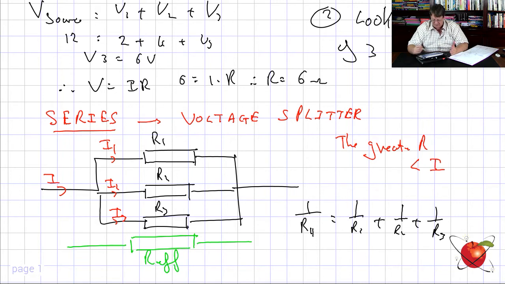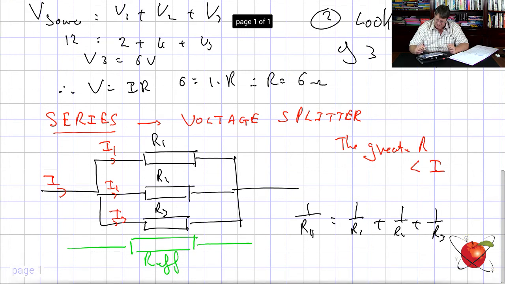So what does it mean? It means I can calculate R effective if I know R1, R2, and R3, don't I? Let's just look at this and say, okay, fine. This then is going to do what? Well, this over here is resistors in parallel, correct?